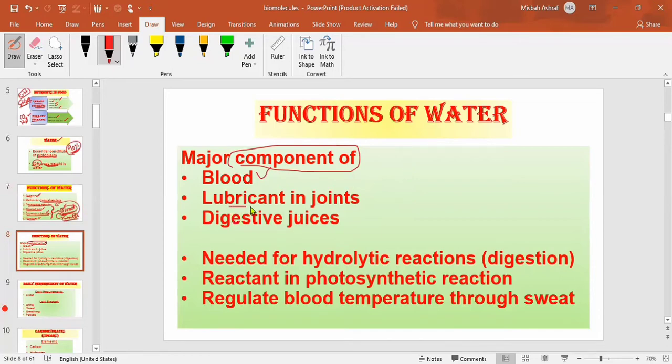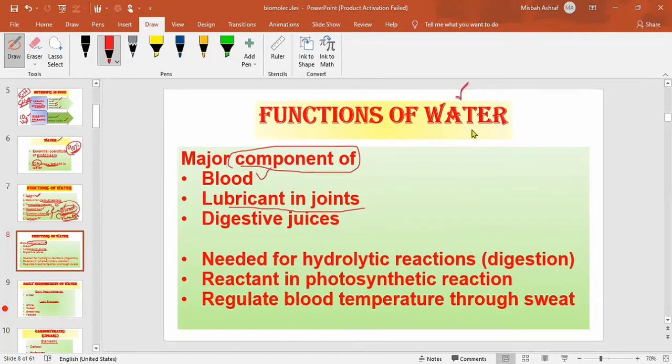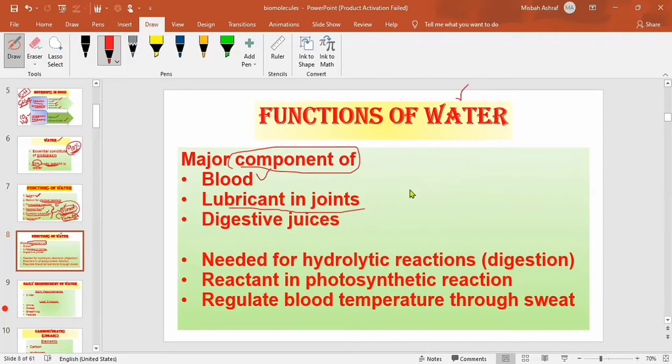Then it's also the lubricant in the joints. Like the joints have to move, just like the locks on a door, and these locks are lubricated with oil. We do apply oil into these locks, so they are lubricated and can easily move. In the same way, our joints can also easily move because of lubricants there. So that lubrication is provided by the water, which helps in their movement.